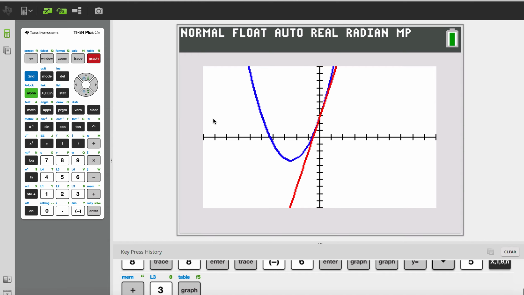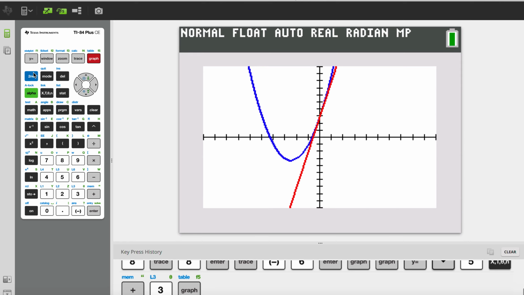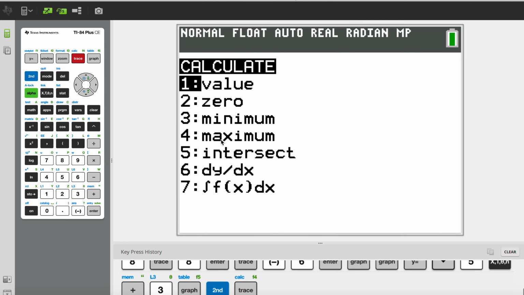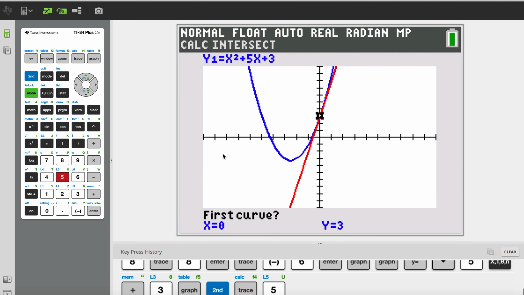Boom. We have two graphs right here, and you can see the two graphs do intersect. They do contact each other, so we're able to find the intersection point. As you can see, the intersection point is actually here. And how do you find it is actually trace again, do second trace. And now you can see number 5, it says intersect. So you just click number 5 in your calculator, and now it asks you first curve and second curve.